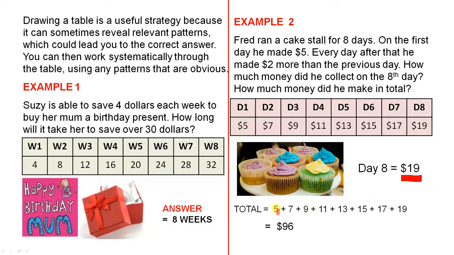Okay? So then it says, how much money did he make in total? Well, these are the 8 days. 1, 2, 3, 4, 5, 6, 7, 8. So you just take all those numbers there in the table, you add them together, and he's made $96 over the 8 days.